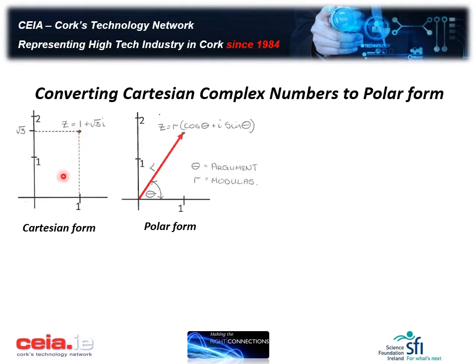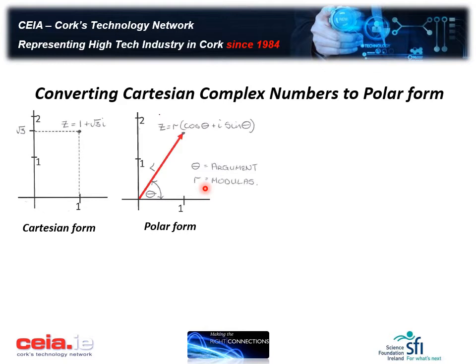But in polar form, instead of defining this point as a distance out from the origin on the real axis and up from the origin on the imaginary axis, the same complex number is defined in terms of an angle from the real axis and the distance from the origin. Now, some notation to note here: the angle from the real axis, represented by theta in this case, is often called the argument, and the distance from the origin is often called the modulus.